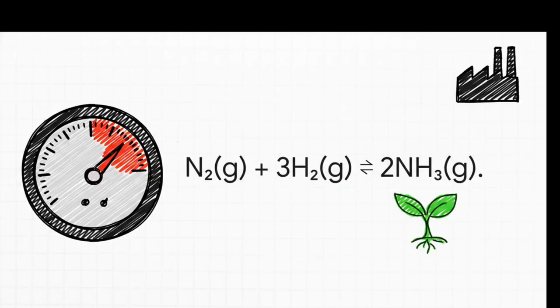And this isn't just some textbook theory. Let's look at one of the most important industrial reactions on the planet, the Haber process. This is how we make ammonia for fertilizers that feed billions of people. And managing the pressure is absolutely critical to making it work efficiently.